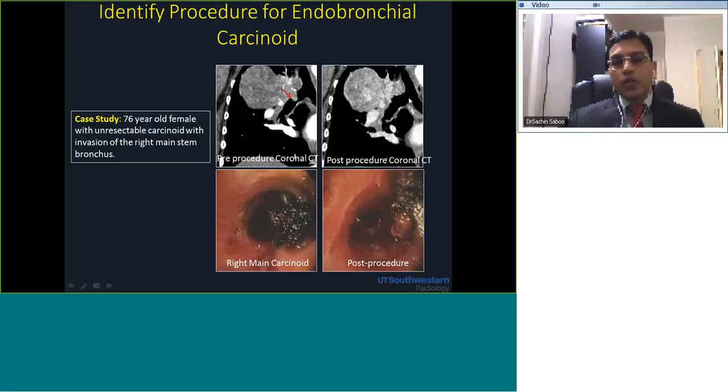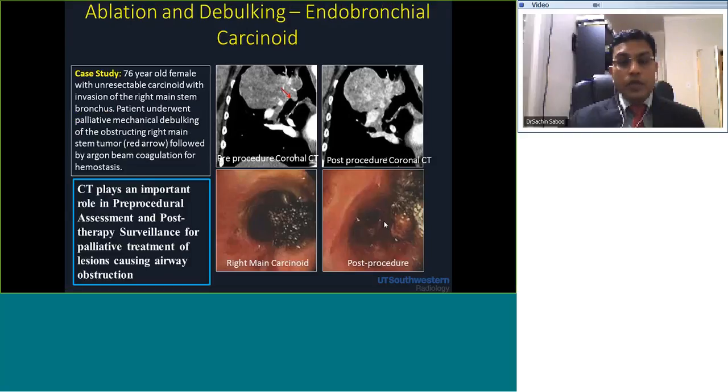Post-procedure coronal CT shows improved patency of the right main bronchus following the procedure, and as you can see on the endobronchoscopic approach image here, the patient underwent ablation of this tumor in the main bronchus and debulking. So this highlights the importance of CT in pre-procedure planning and post-procedure imaging of patients with endobronchial lesions with large masses for palliative purposes.